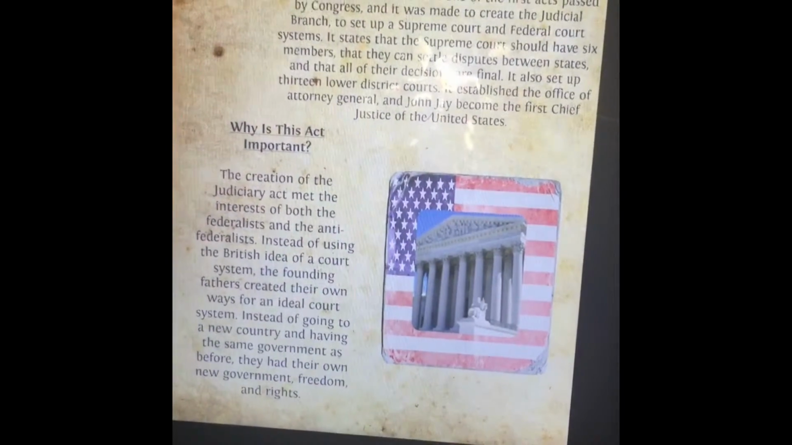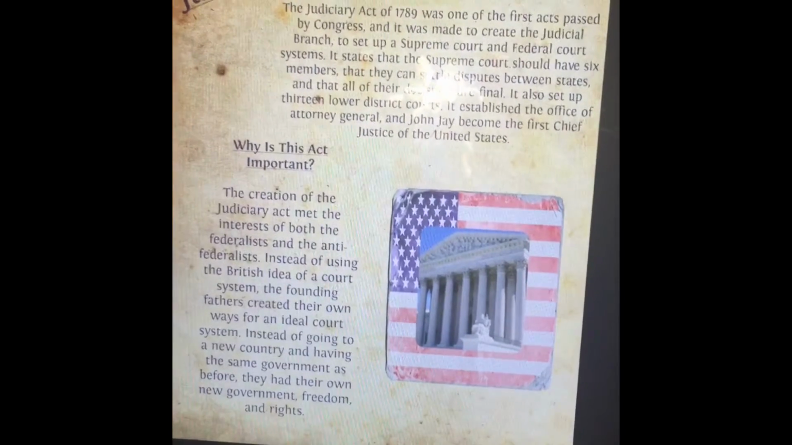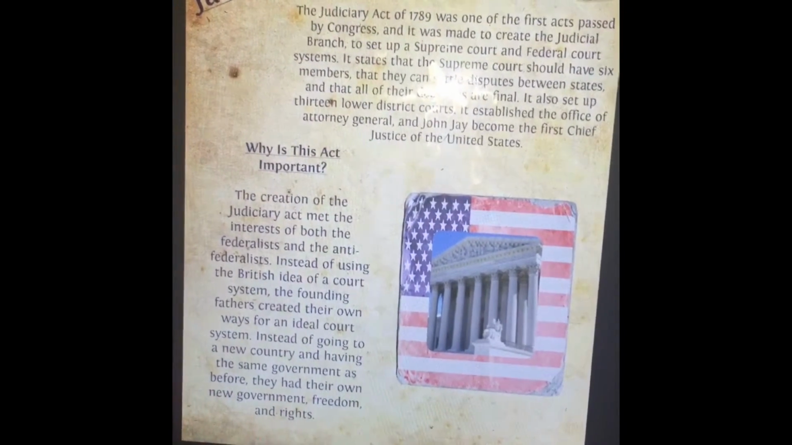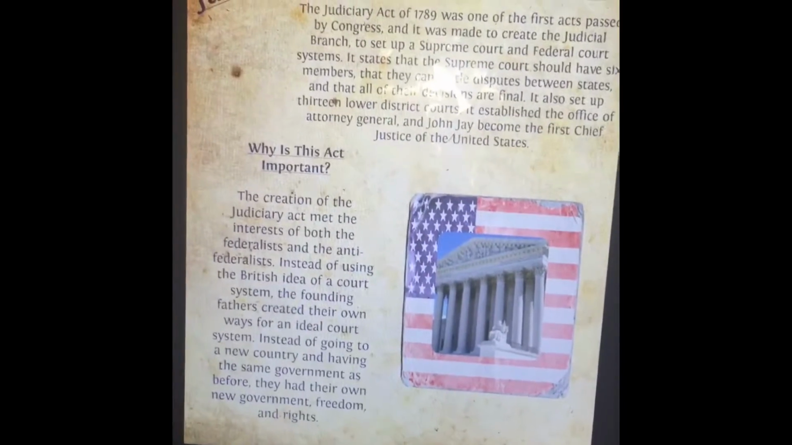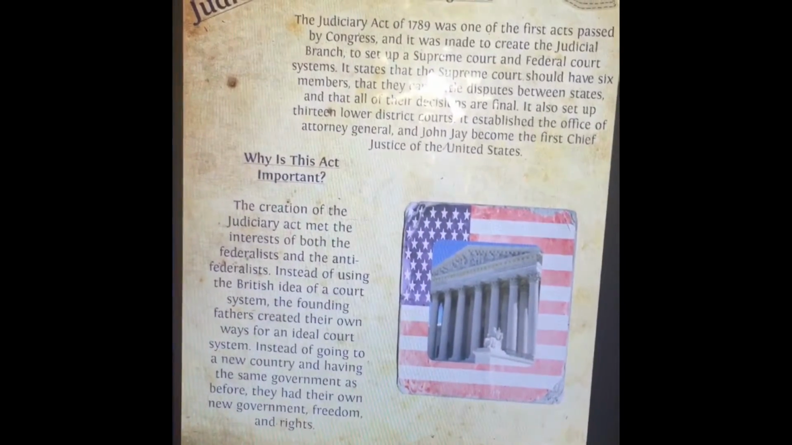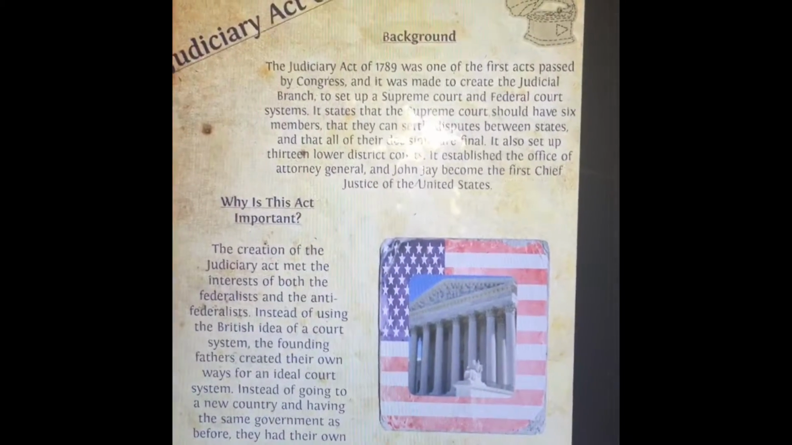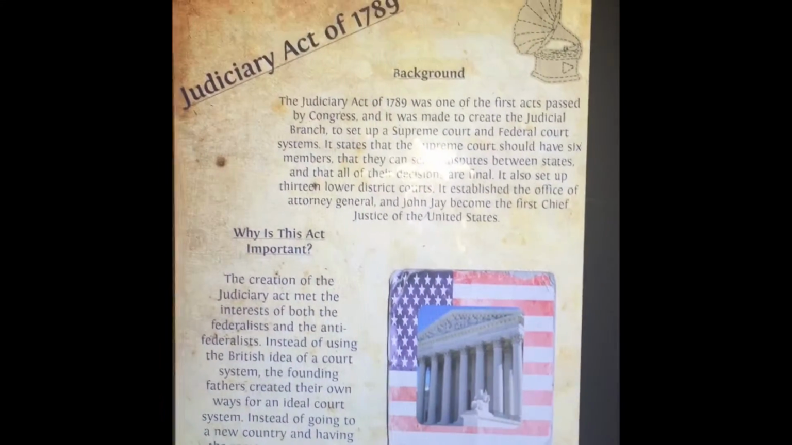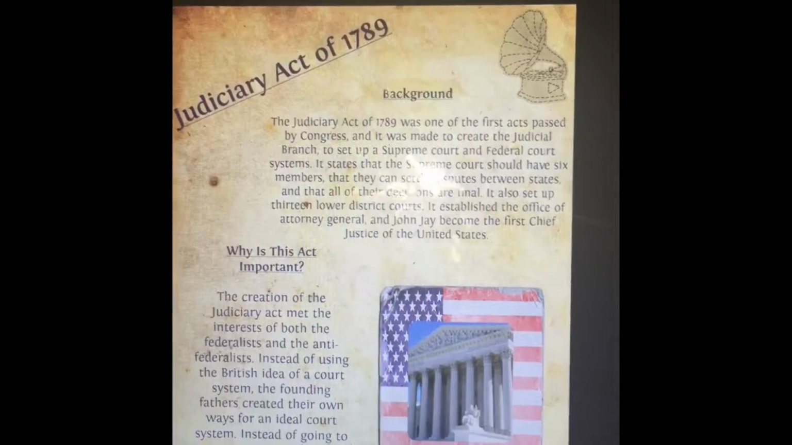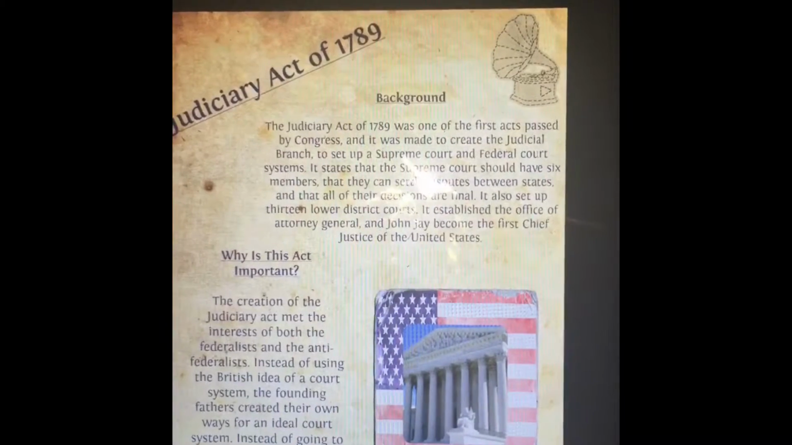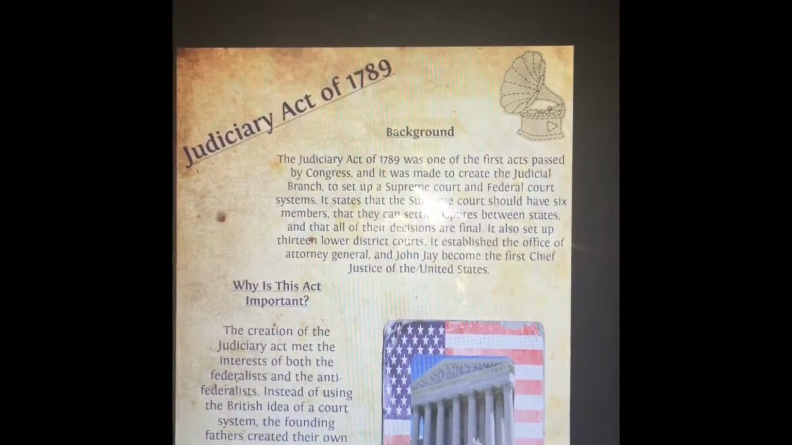The Judiciary Act of 1789 was one of the first acts passed by Congress, and it was made to create the judicial branch, to set up a Supreme Court and federal court systems. It states that the Supreme Court should have 6 members, that they can settle disputes between states, and that all their decisions are final. It also set up 13 lower district courts. It established the office of Attorney General, and John Jay became the first Chief Justice of the United States.